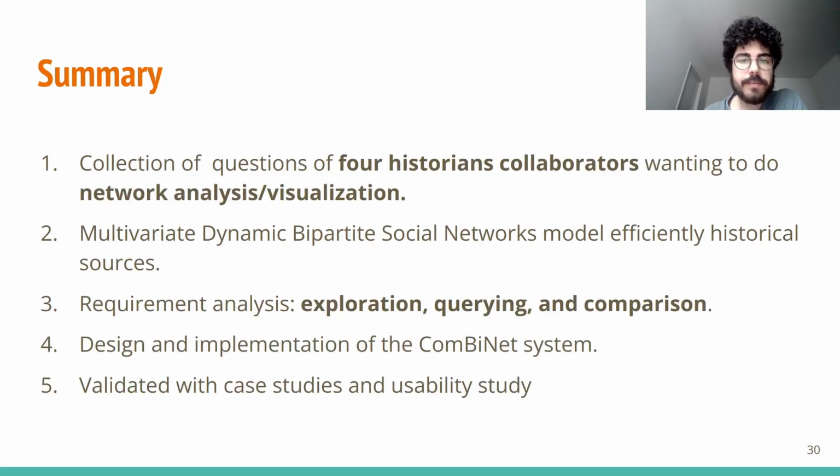In summary, this work aimed to provide a visual interface for network analysis and visualization for historians, modeling their data as multivariate dynamic bipartite social networks. We did a requirement analysis from discussions and set 3 main requirements for the interface: exploration, querying, and comparison, according to the topology of the network and attributes. This led to the creation of the ComBiNet system, letting historians explore in depth their data and answer their questions.